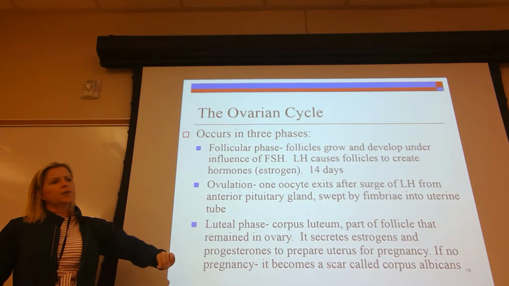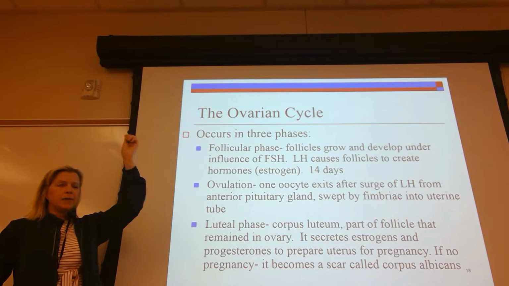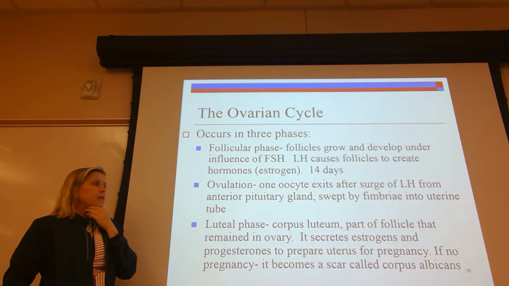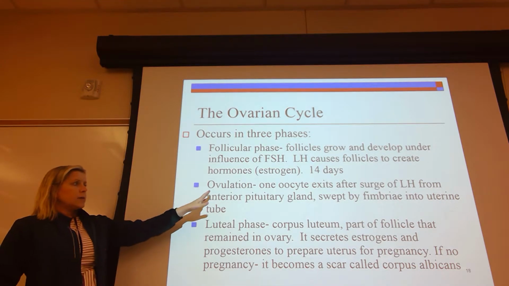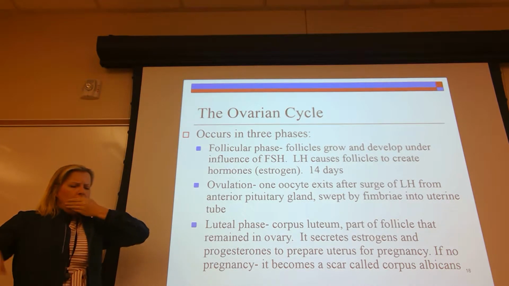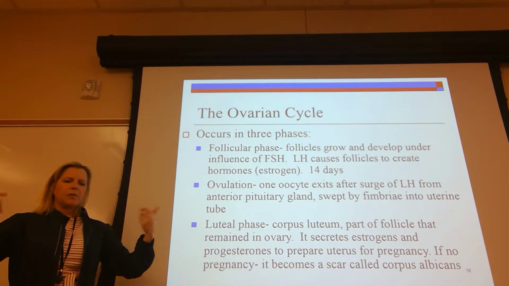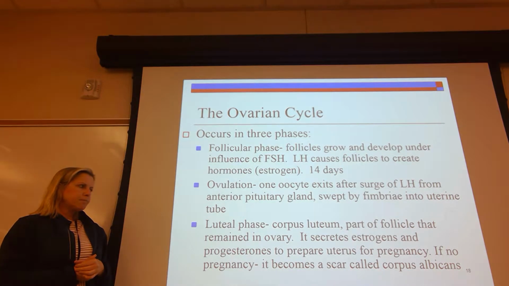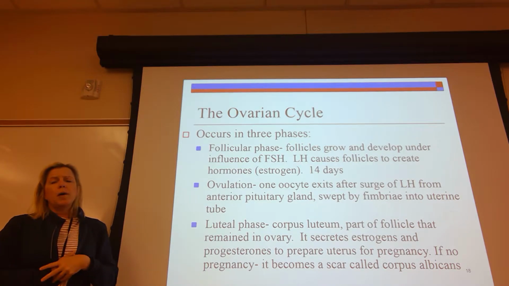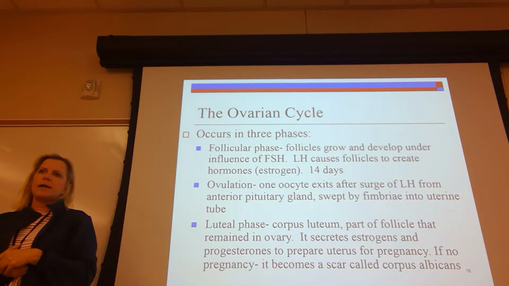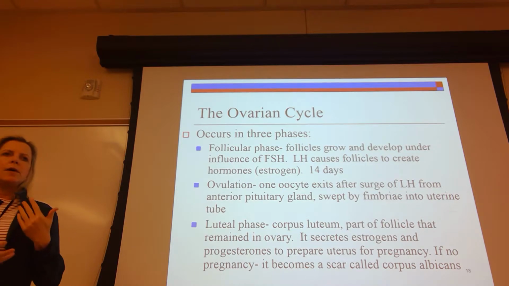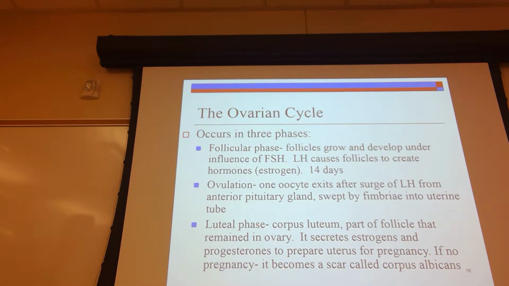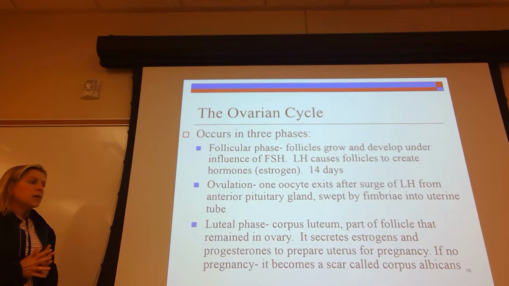We can actually monitor the surge of LH, so when it peaks, we know that that is going to lead to ovulation. Once the oocyte is released by the ovaries, the uterine tubes have fimbriae and they will sweep the oocyte into the tube. The cells that were part of the follicle that remain behind, like the theca folliculi cells and the other follicular cells, their job is to release hormones, primarily estrogen, but also progesterone. They are the structure that we call the corpus luteum.